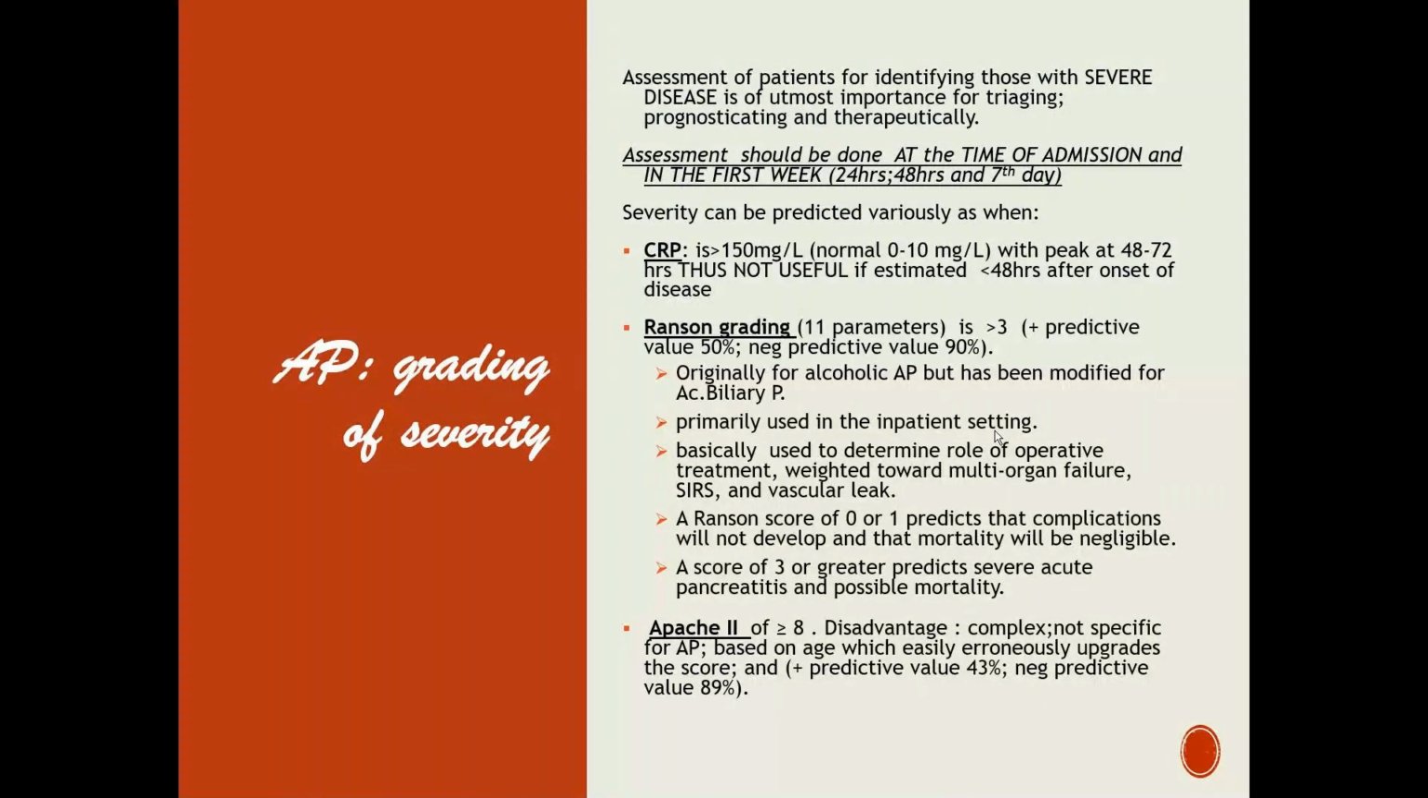The third is APACHE II, where a grading of more than or equal to 8 tells you that it is severe disease. But the disadvantage of APACHE II is that it is a very, very complex method of defining the severity, not specific for acute pancreatitis. It is for any kind of severe disease and based on age, which easily and erroneously upgrades the score. Say you've got a patient of 30 years and another of 75 years, both with equal disease; in the 75-year-old, the score will shoot up. So that basically tells you that the positive predictive value is very, very low, only in the region of 43%, and negative predictive value of 89%.